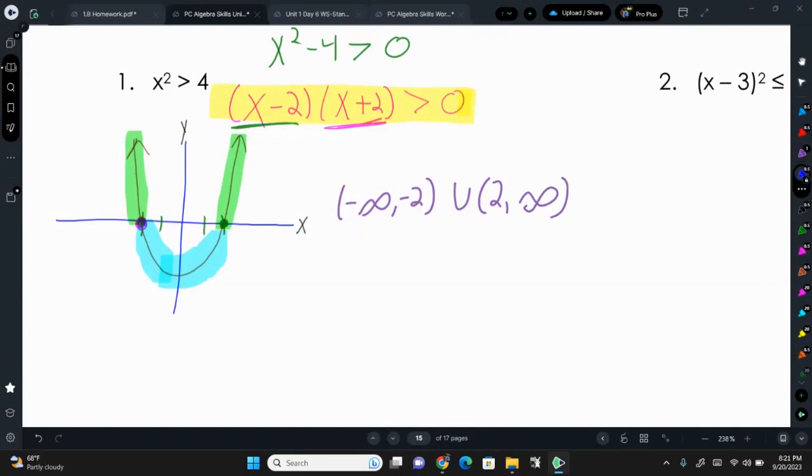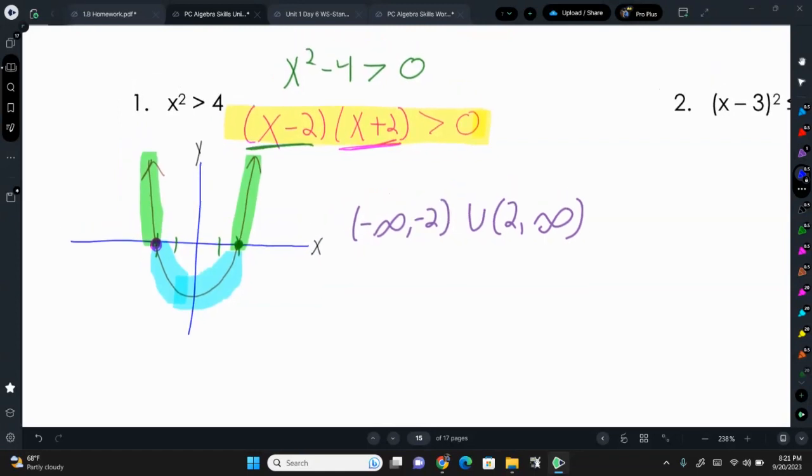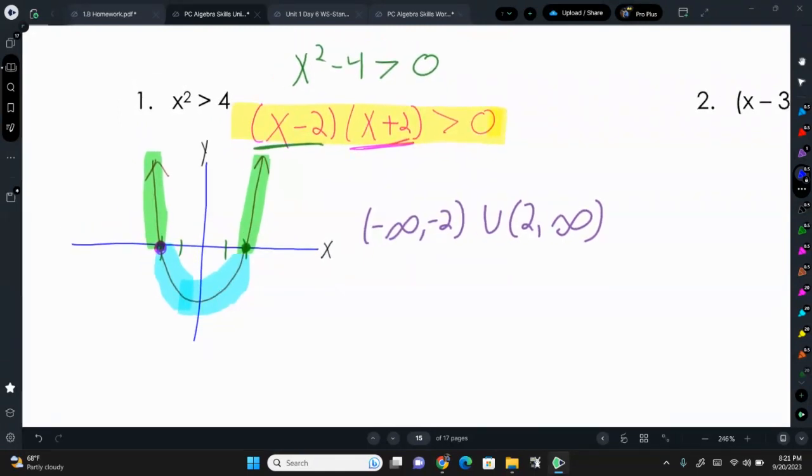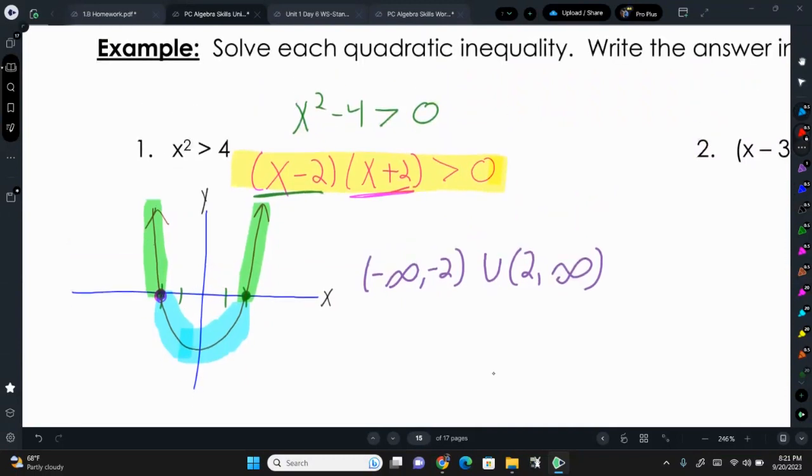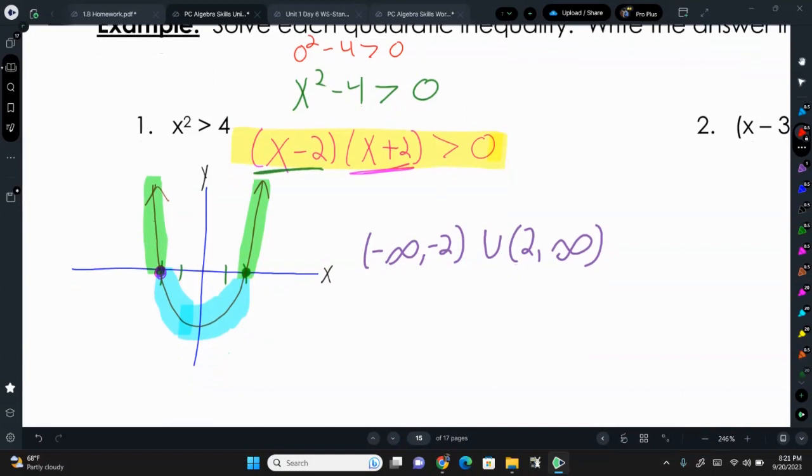Now another way you could have done this would be to again have your graph and test a point. Okay, so we can test 0 for x. If we test 0 for x, 0 squared minus 4 is greater than 0. That's not true because that becomes negative 4 is greater than 0. So that means that this area here is not included in our solution. So then the other parts would have to be.